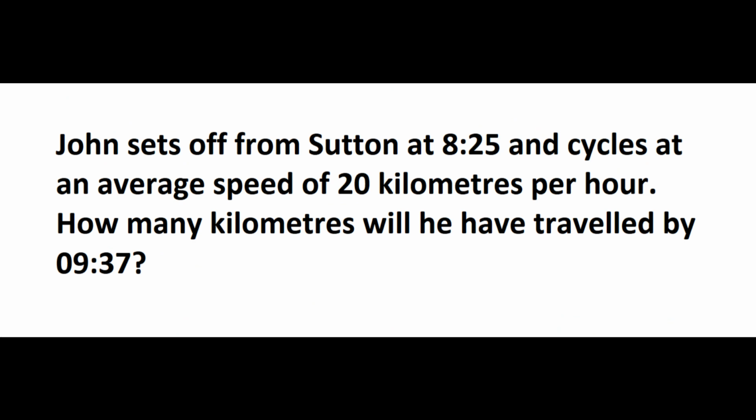So now we have this other question, and you can do this question by yourself and then leave your answers in the comments. So we have our question. John sets off from Sutton at 8:25 and cycles at an average speed of, once again, 20 kilometers per hour. How many kilometers will he have traveled by 9:37? Remember to leave your answers in the comments, and I will address it in the next video.